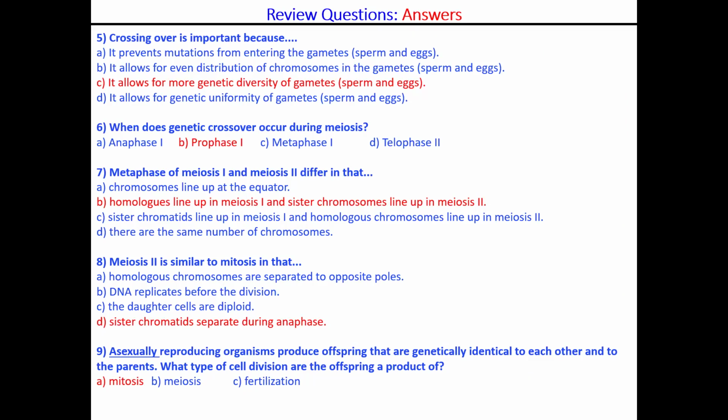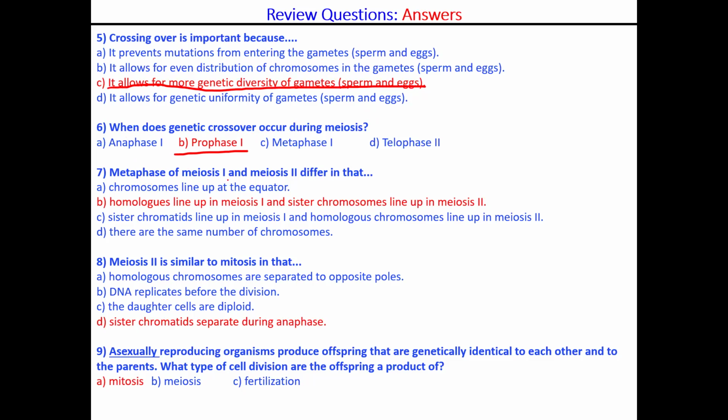Crossing over is important because it allows for more genetic diversity in our sperm and egg cells. So again, when we have that crossing over, it's that exchange of genetic information. So it's increasing our genetic diversity or genetic variability when it comes to our gametes. Again, in meiosis, we do not want exactly the same. In mitosis, we do. When does genetic crossing over occur in meiosis? It's going to be in prophase 1.